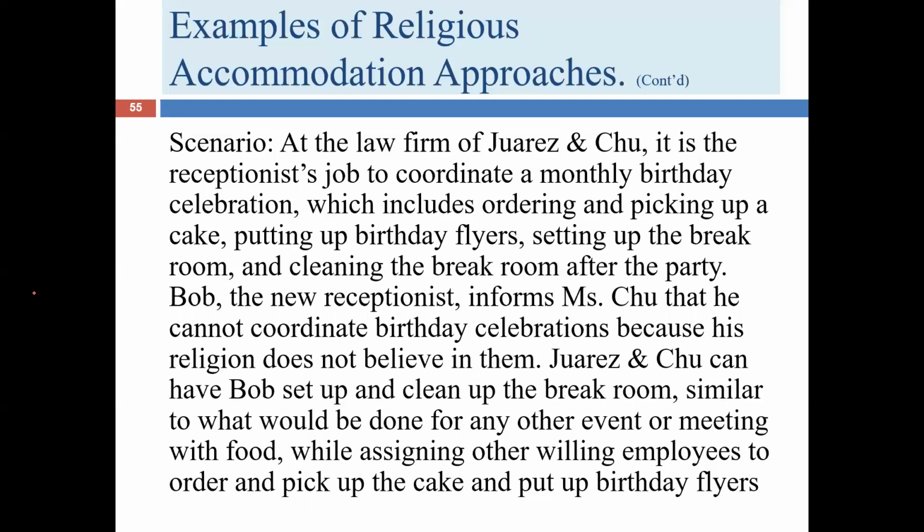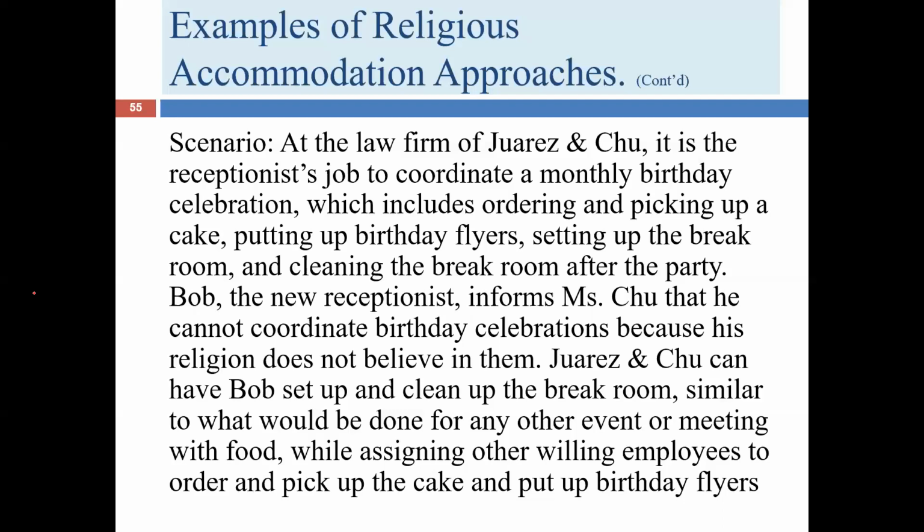So, how can they work through that? Well, again, you'd want to have an iterative process with Bob to say, well, what part of this could you do? Well, as the receptionist, I'm guessing that Bob does from time to time set up sandwiches and drinks for other types of conferences that happen. And so it might be that Bob is able to put out the napkins and the forks and the plates and the punch. But to require him to put out the birthday flyers and to pick up the cake is a step too far.